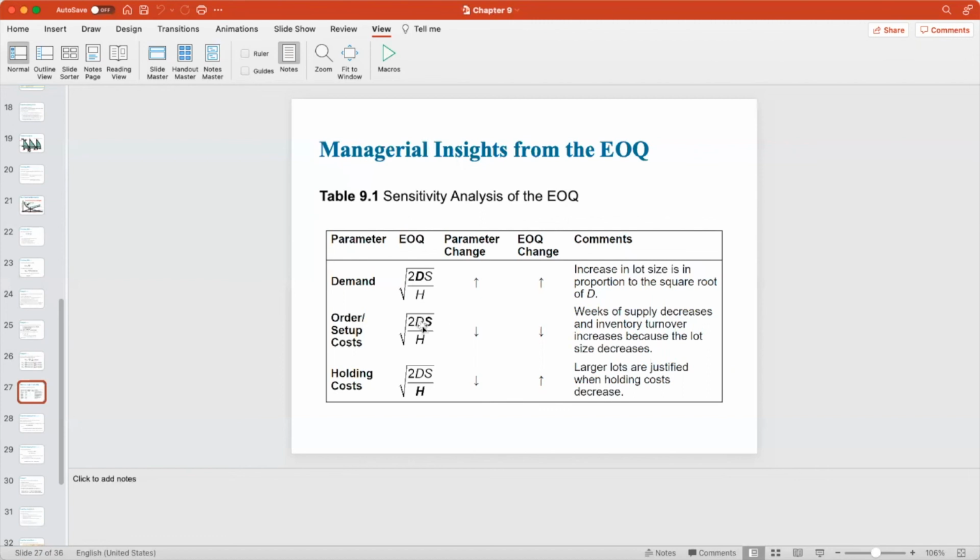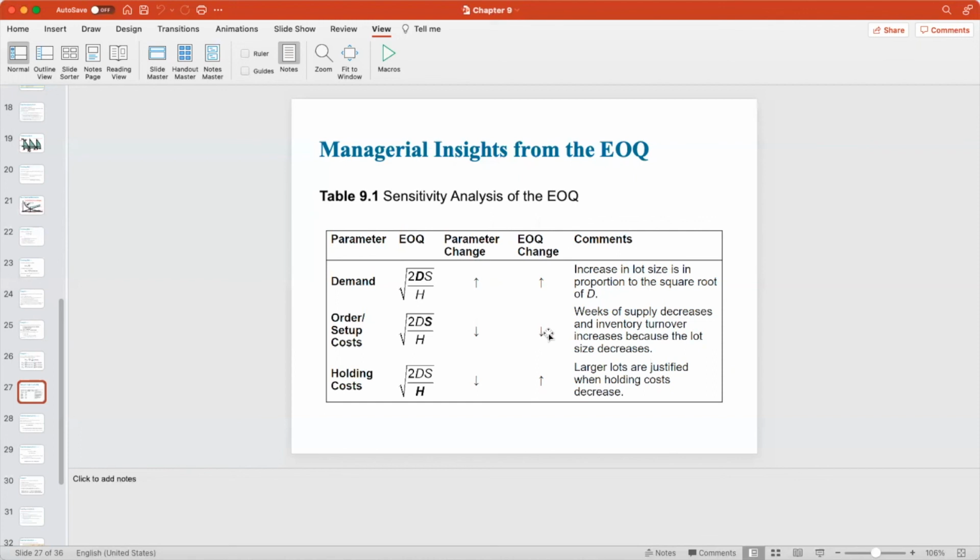Similarly, if you look at the ordering cost, when ordering cost goes up, your EOQ amount normally will also go up. Why? Because managerially, when ordering cost goes up, you do not want to order too many times within this whole process. So your EOQ amount will go up. And on the other hand, when ordering cost is going down, your EOQ amount will also go down.